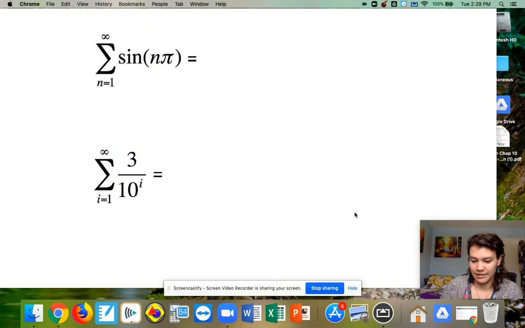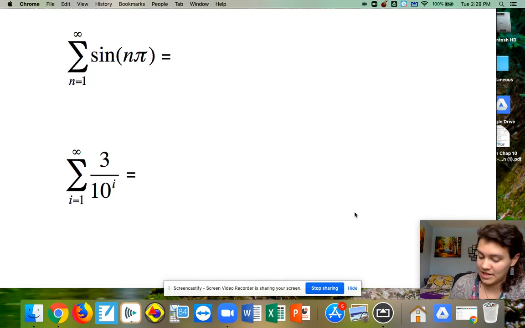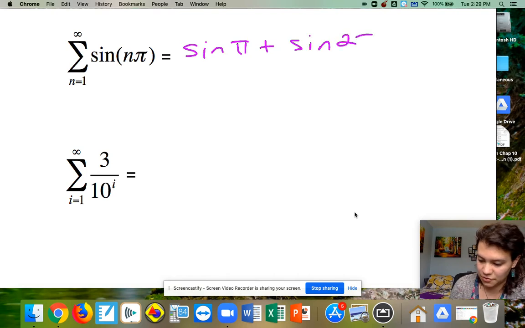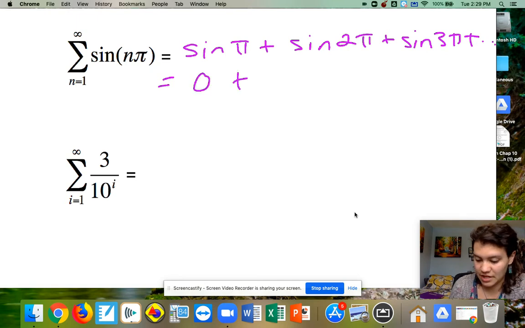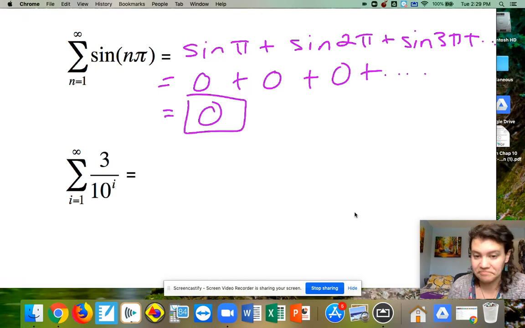All right, so a little bit more complicated. Here we have some infinities. So I'm going to start writing them out just so you can see what's happening. Sine of pi is the first term. Then you want sine of 2 pi, and then sine of 3 pi, etc. So what is sine of pi? To go back to your unit circle, it should be 0. Sine of 2 pi is also 0, and then also 0. So this is just going to end up being 0. So even though it's an infinite series and you're adding things continually, you're just going to end up being 0.